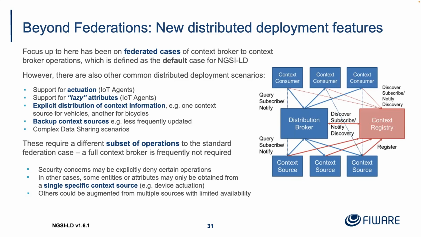But there is more. There are multiple other ways of distributing your data which also need to be supported. Support for actuations is the basis of the NGSI v2 registration, and it'll also cover lazy attributes, because they were very much dealing with getting data from devices to an IoT agent to a context broker backwards and forwards.